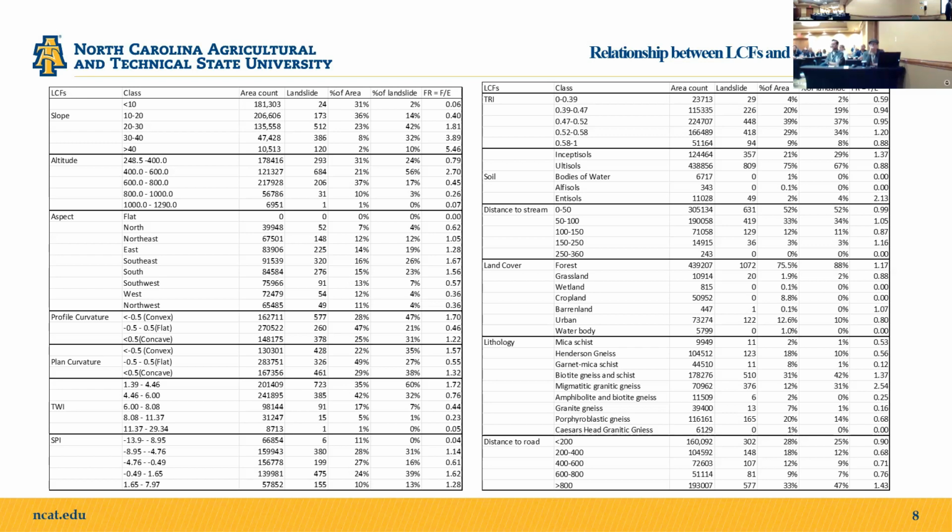And we also consider lithology, like the biotite gneiss and the schist, then the others that follow. We also consider the distance to road. The reason we have a higher frequency ratio for distances greater than 800 is because the majority of landslides occurred in the forest, which is very far from the roads. The ones that occurred close to the road were disturbed by road construction, but the majority occurred in the forest, far from the roads.